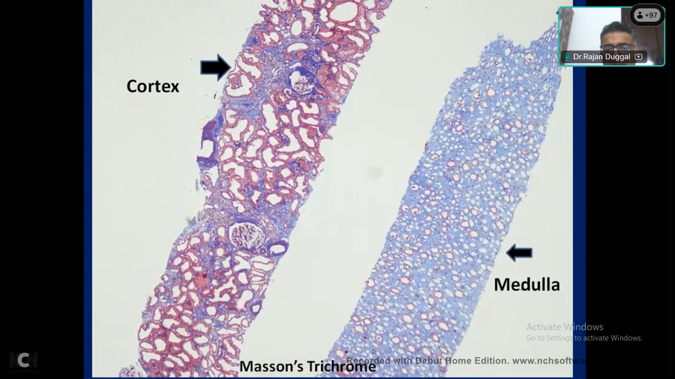Okay, similarly you can see here. So this is a cortex, and you can see this bluish appearing fibrosis which is there. Okay, so there is bluish appearing fibrosis which is there, and in renal medulla you don't have to assess fibrosis. You have to assess fibrosis in this.